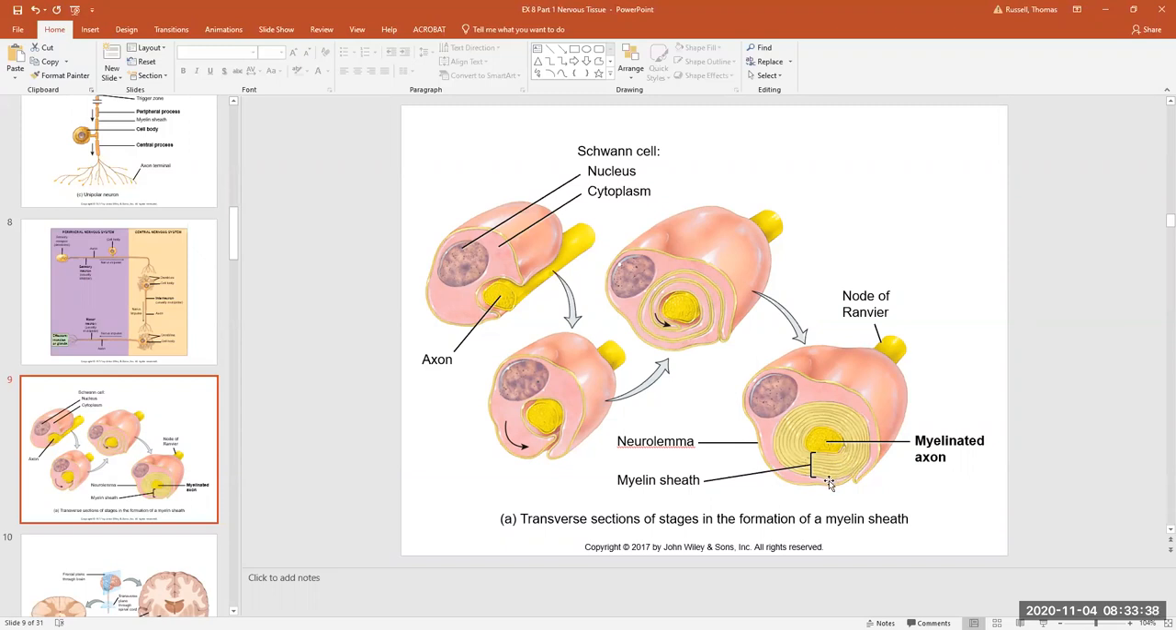So this would be a myelinated neuron. There are some neurons that are not myelinated. Some are, some aren't, right? And this is what a myelinated one would look like.